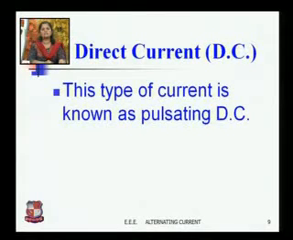Now, as we discussed earlier, if any of the circuit elements, voltage or resistance, changes, the magnitude of current will change. This type of current is known as pulsating DC. It means in this particular type of direct current, the magnitude of current changes, but the direction of current remains constant.